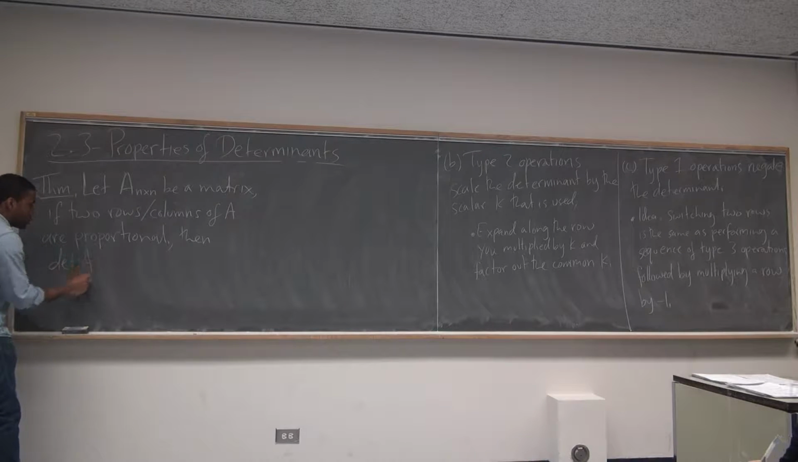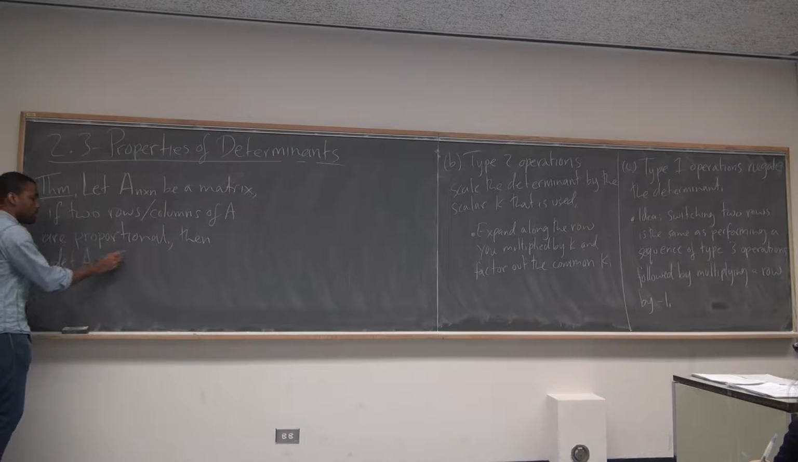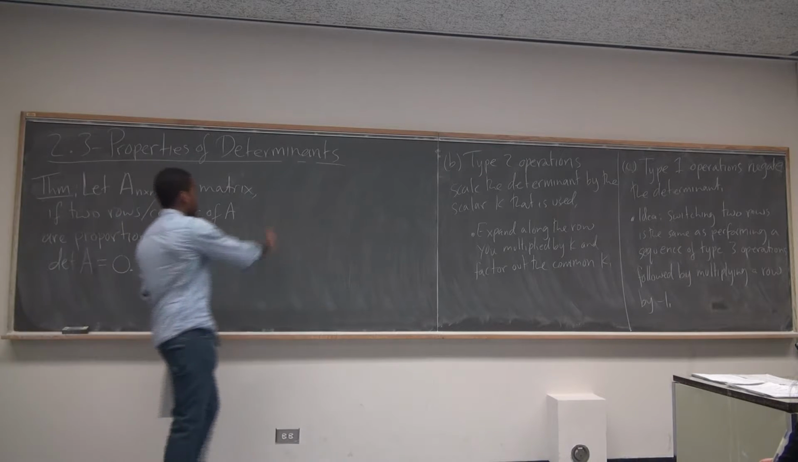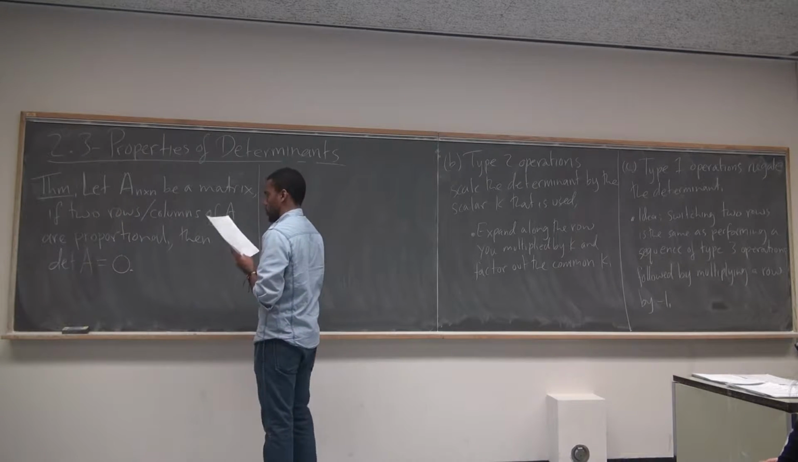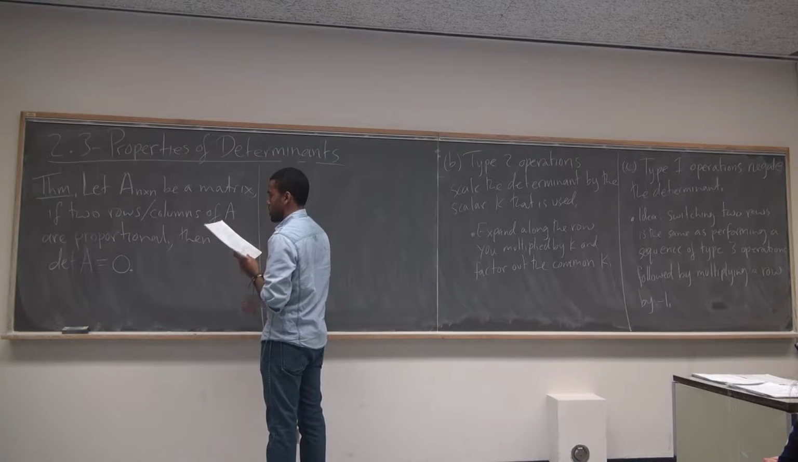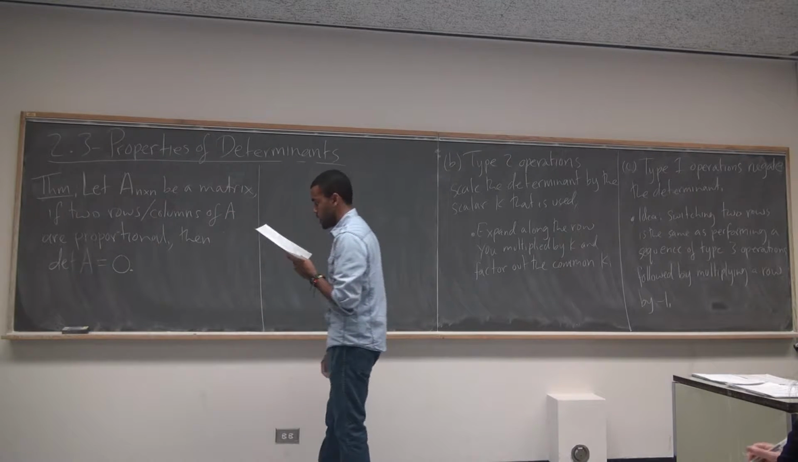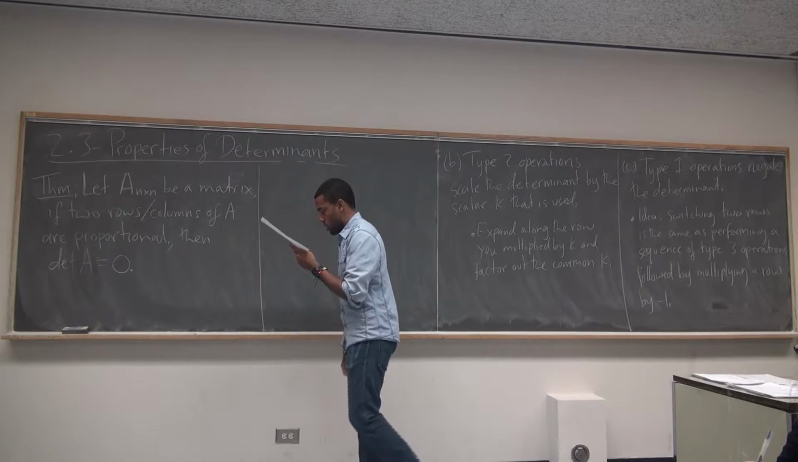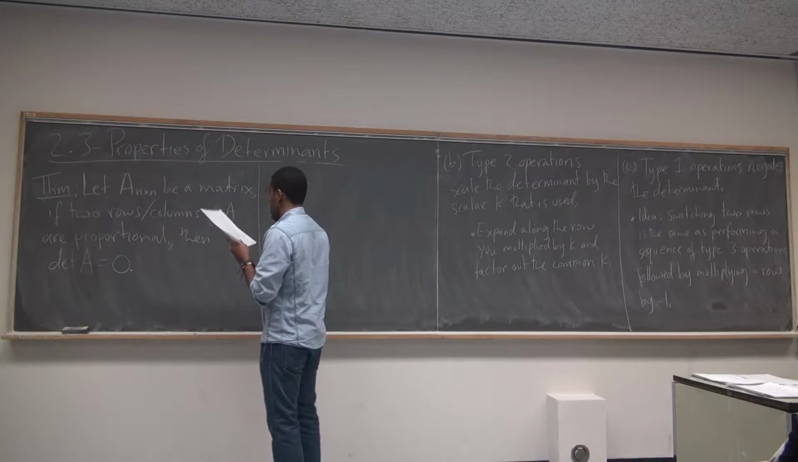If a matrix has 2 rows or columns that are proportional, then the determinant is actually 0, right? You can just do a type 3 operation to make a row of zeros and then expand along that 0 row. So knowing these little tricks is what would have helped you on the quiz to get to answers quicker. What else did we do?